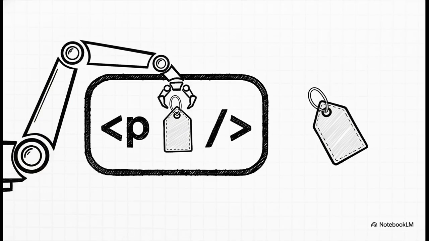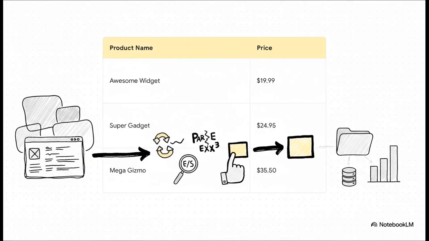We found the HTML tags containing our data. The final step is just to extract the clean, usable information from inside those tags. Getting just the text of a product name or the value from a price tag without any of the code. And here it is, the payoff. After all that fetching, parsing, finding, and extracting, you're left with clean, structured data just like this. You've turned a messy web page into a neat table that you can save to a file, analyze, or use in any way you want.